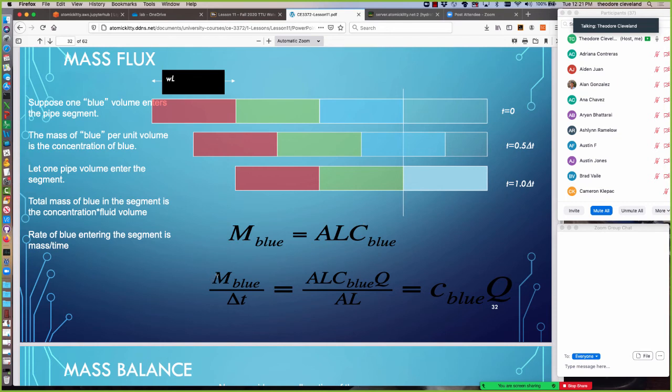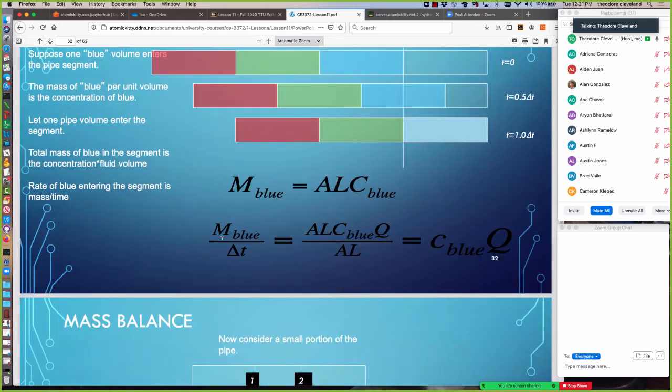And the change in the mass of blue entering the pipe with respect to time is equal to this A L C blue times Q over A L. And if we divide out the necessary terms, we have the mass entering per unit time is whatever the concentration of blue is times the flow rate.